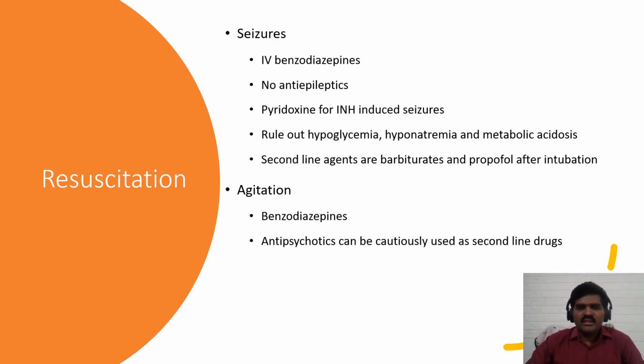Agitation can be treated with benzodiazepines. Antipsychotics can be cautiously used as second line drugs. The problem with antipsychotics is they can cause extrapyramidal side effects when they are used inappropriately.